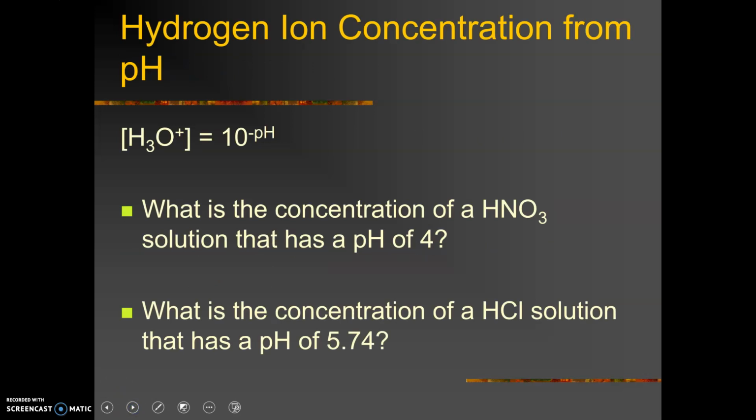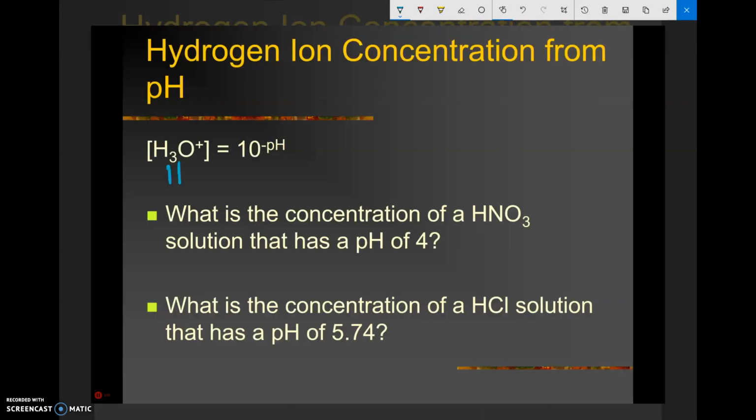Okay, another thing we can look at is a hydrogen ion concentration from a pH. So how do we find hydrogen ion if we're given a pH? So if you take that last equation for pH and you manipulate it, you would get this as your equation. Hydronium ion, which of course, remember, this can be hydrogen ion or it can be an acid as well.